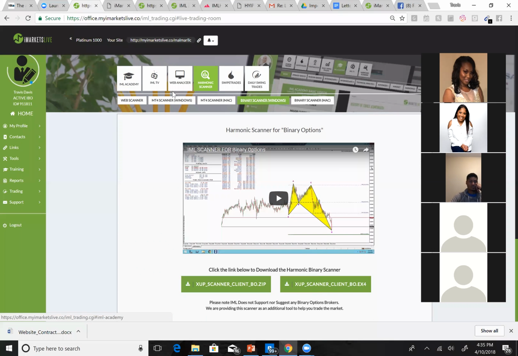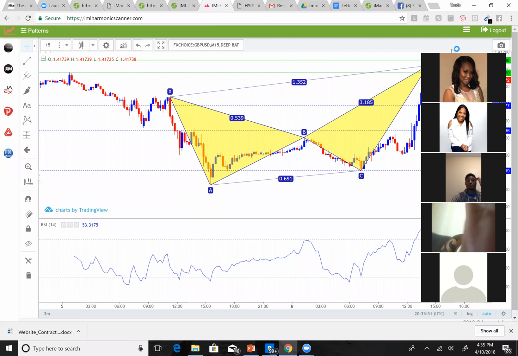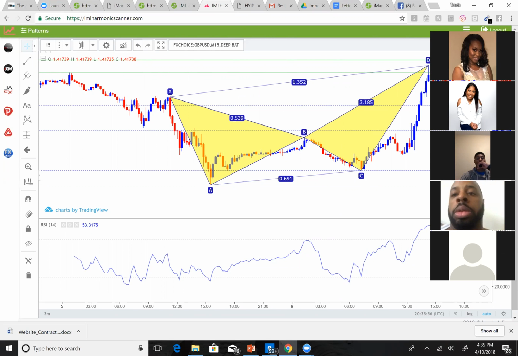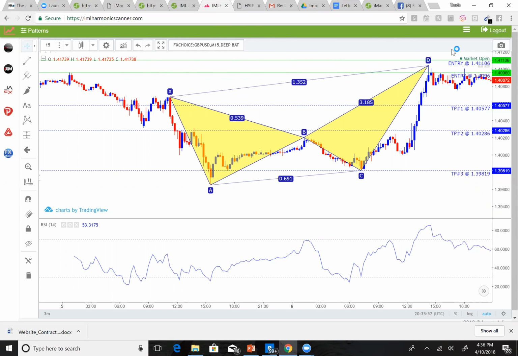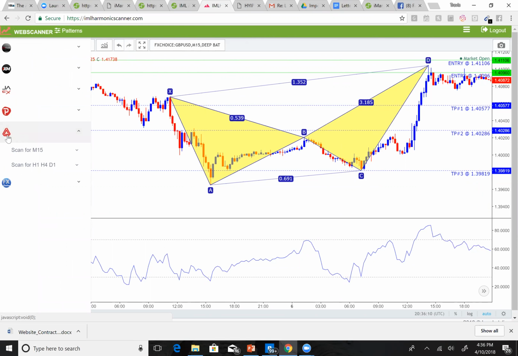So we're going to look at the web analyzer today. All right. I don't have this downloaded on my computer, this one. So the web analyzer can be used just as good as the other analyzer. I use it all the time, as far as the desktop version, okay? So once again, when you're ready to go, you click on this side item. Remember, these are all of your brokers right here that use the Harmonic Scanner that IML has provided.